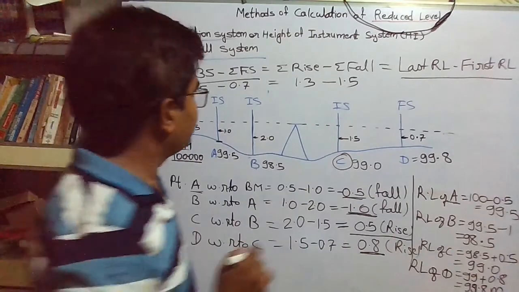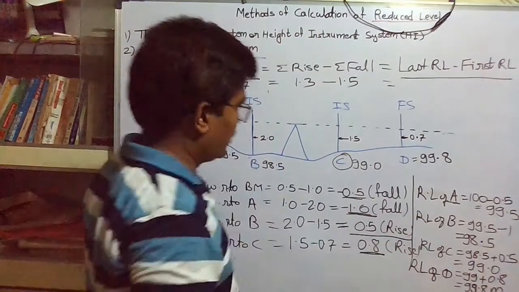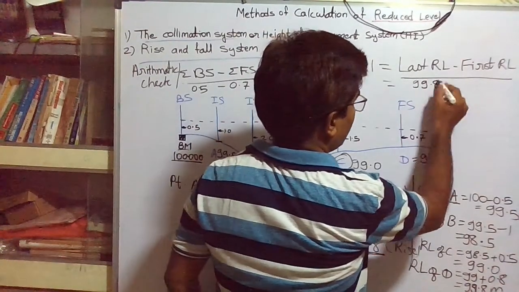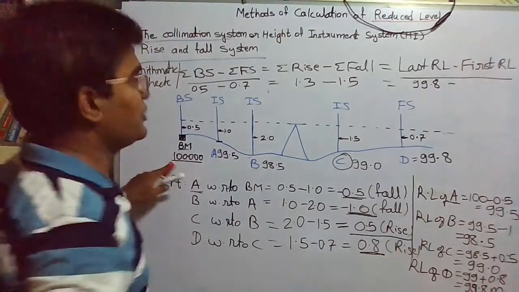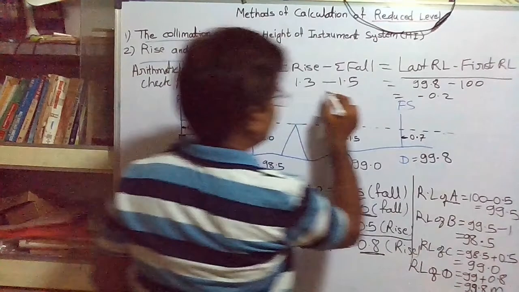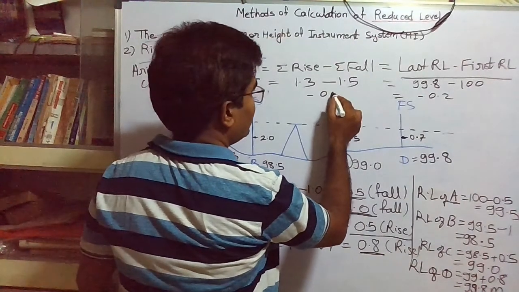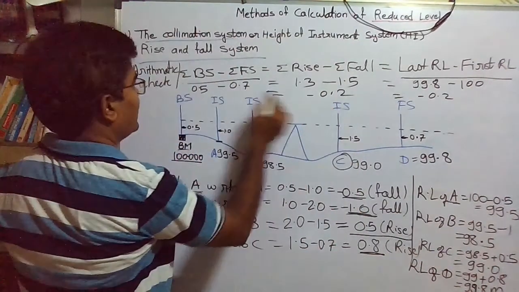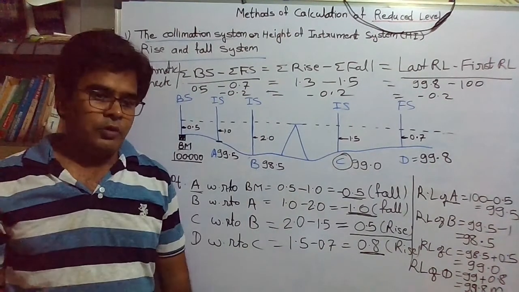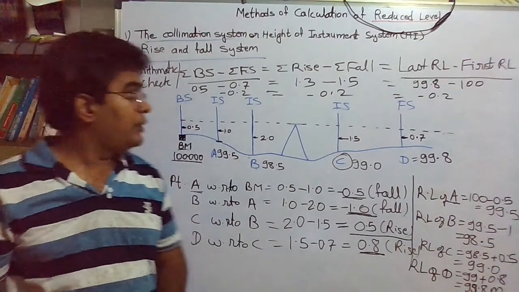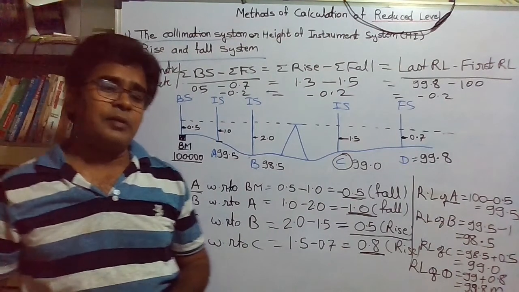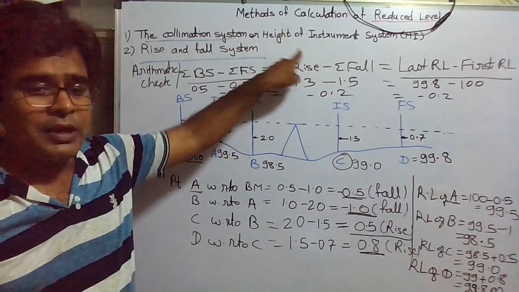Okay. And again, what is last RL? RL of point D is 99.8. And what is the first RL? That is the benchmark, 100. So here we can find it out. Here we are getting minus 0.2, here also we are getting minus 0.2, and again here we are getting minus 0.2. So our calculation is right. In the next lecture we will discuss one problem, and that problem we will solve by both methods, height of instrument method and rise and fall method.